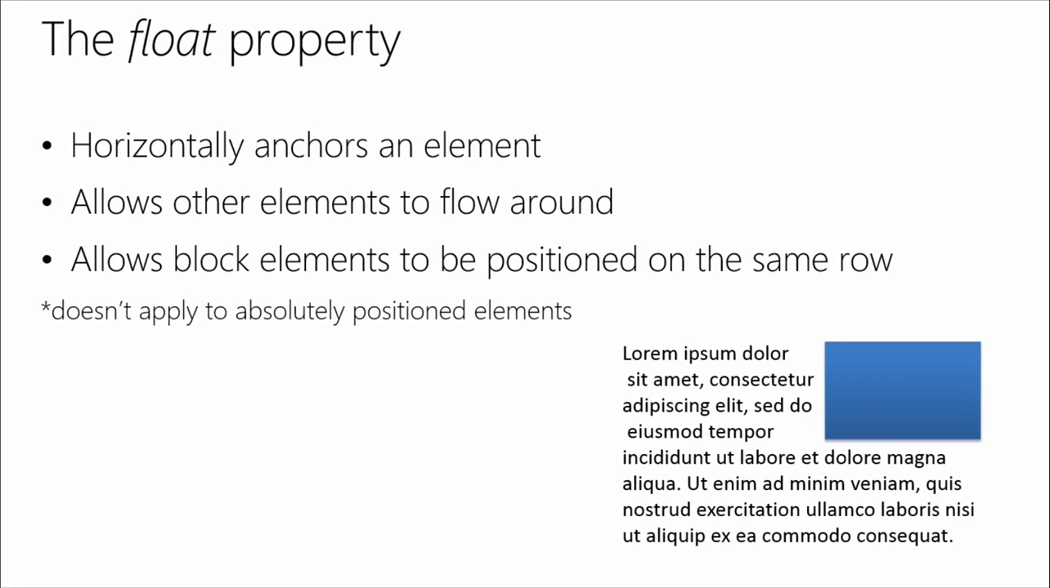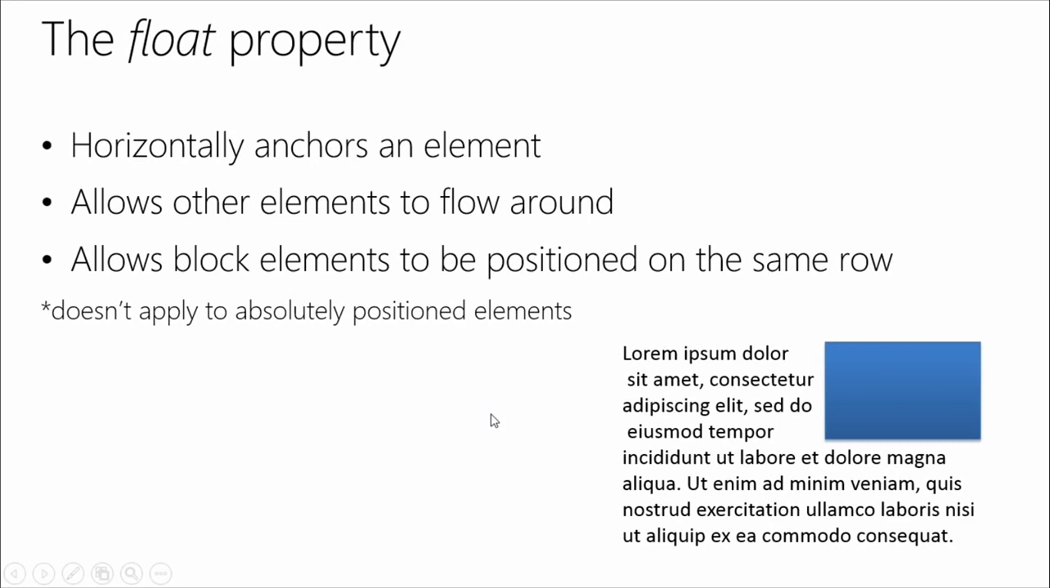So if you float elements to the left, it'll stay on the left side, and if you float elements to the right, it's going to stick basically onto the right side. And it also allows other elements to flow around the page. So I have an example down here of what a blue box floated onto the right would be. You'll see that the text is able to flow sort of around it.